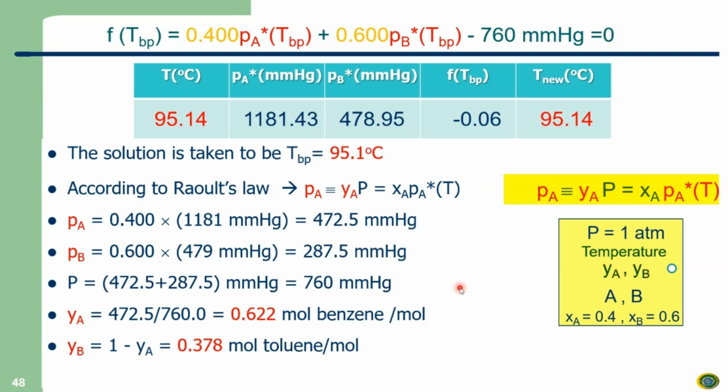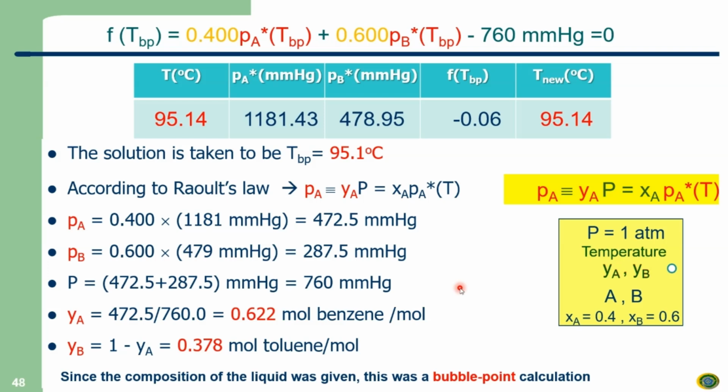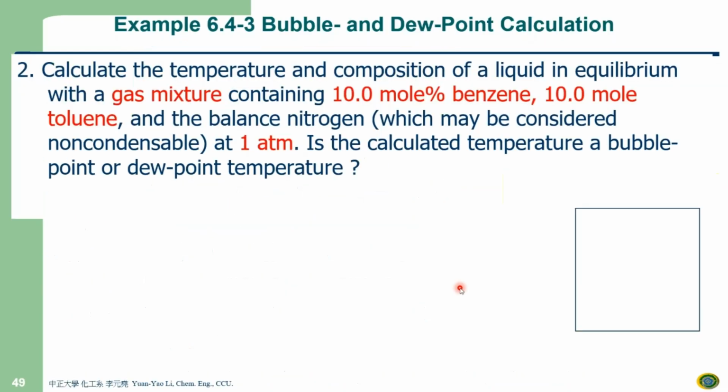Let's practice one more. Since the composition of liquid was given, this was a bubble point calculation, right? Okay, let's practice one more. The calculation of temperature and the composition of a liquid in equilibrium with a gas mixture containing 10% benzene and 10% toluene, together with balanced nitrogen, which is 80%, right? At 1 atm. 1 atm means what? Again, keep the pressure constant.